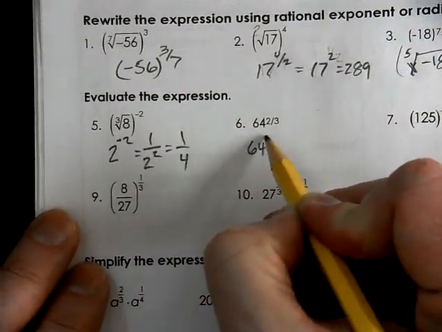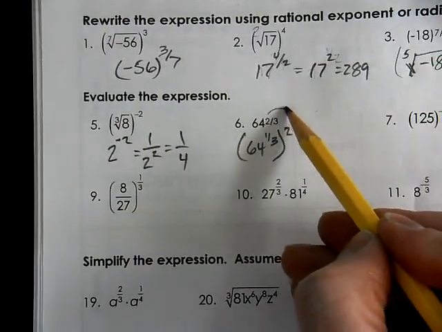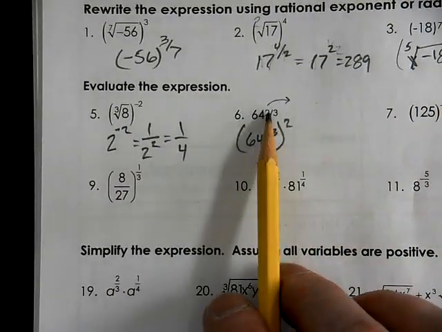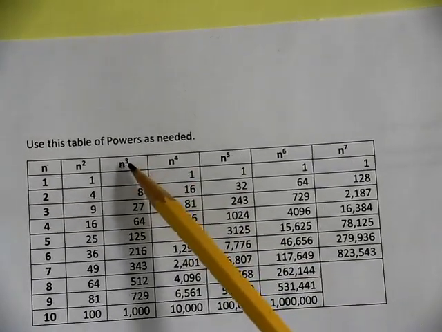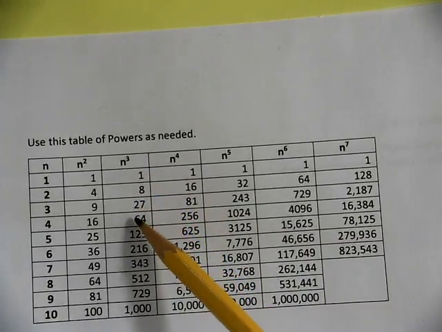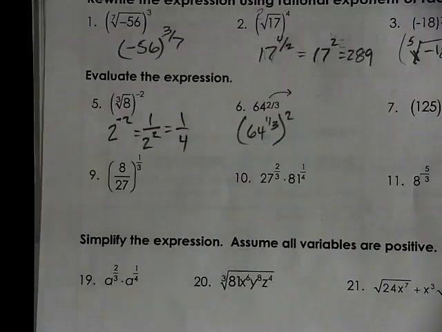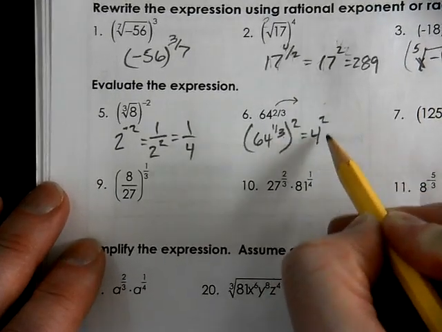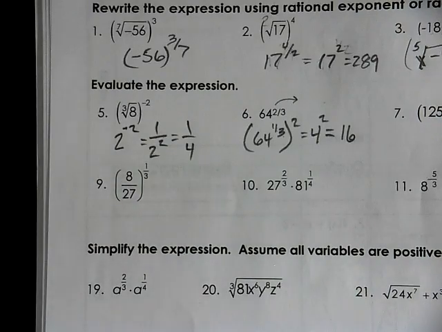This is 64 to the 1/3 power squared. I took my numerator and I pull it out. Just focus on 64 to the 1/3 power. So we go to the cube. Look down to where it's 64. That's going to become 4. So the cube root of 64 is 4. And when you square that, you get 16.